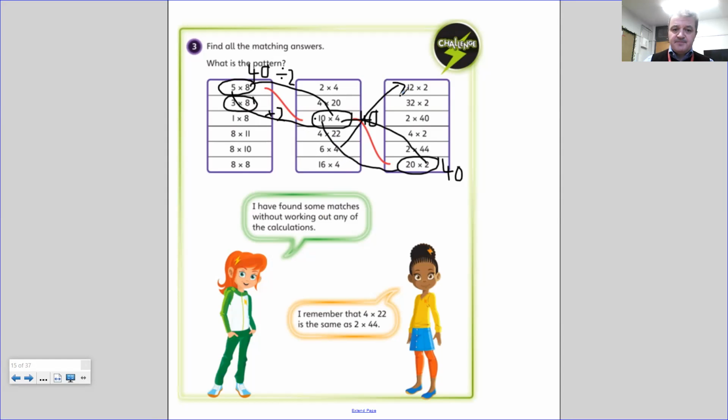Okay. So again, see if you can solve the rest of those, put your arrows, match the pattern. I found out some matches without working out any of the calculations. I remember that 4 times 22 is the same as 2 times 44. If we're halving one factor, we have to double the other factor to get the same answer. Remember, factor times factor equals product. Have a go at doing this table.